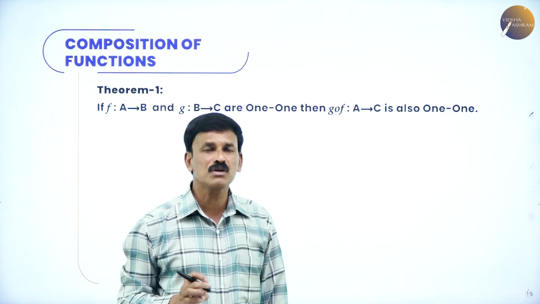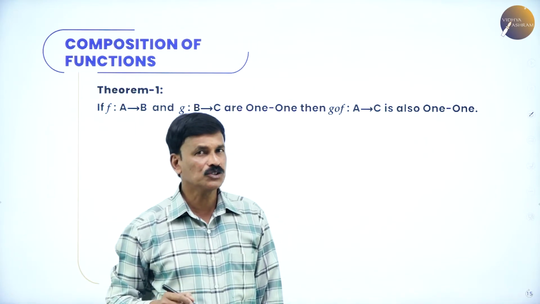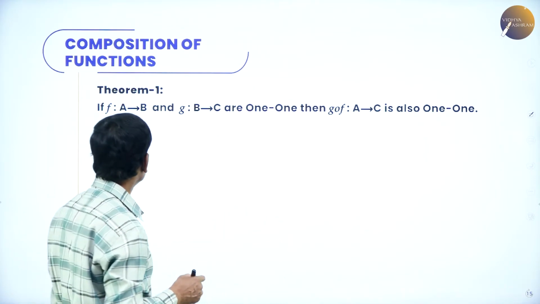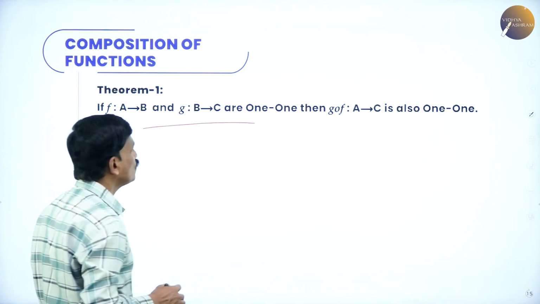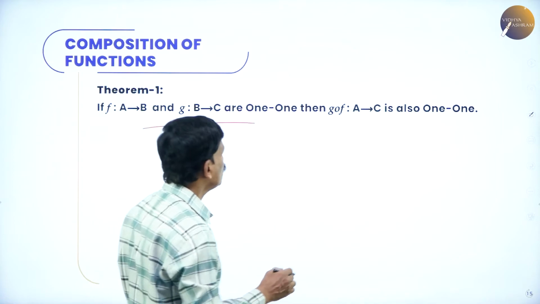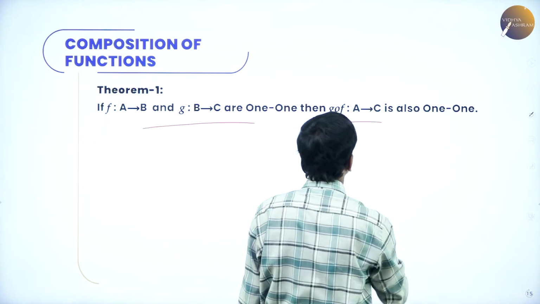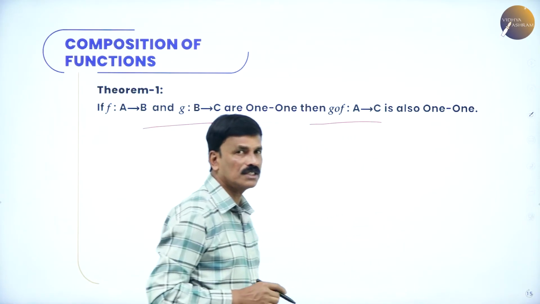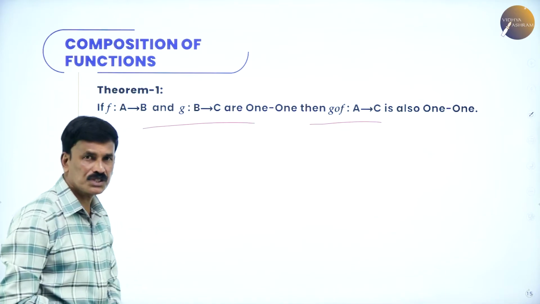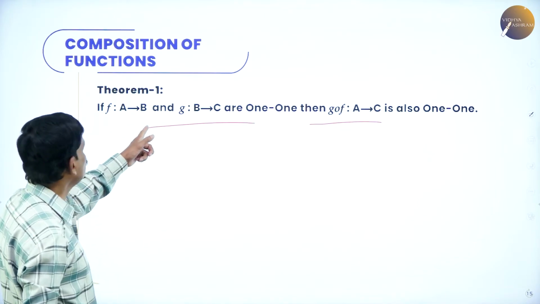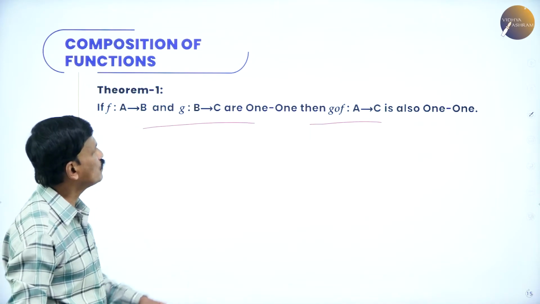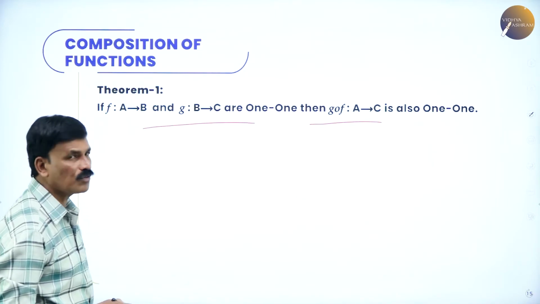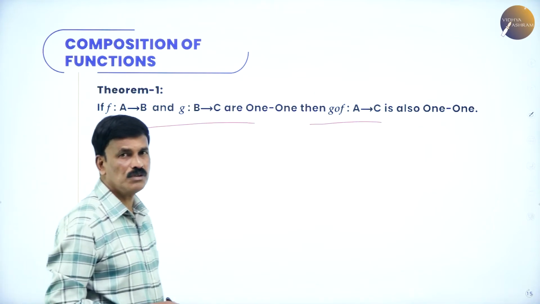There are few theorems on 1-1 and onto functions. Let us discuss the first one. If f from A to B and g from B to C are 1-1, then g o f from A to C is a 1-1 function. So that is on composition of function. If f from A to B and g from B to C are 1-1, then g o f from A to C is also a 1-1 function. This is to be verified.